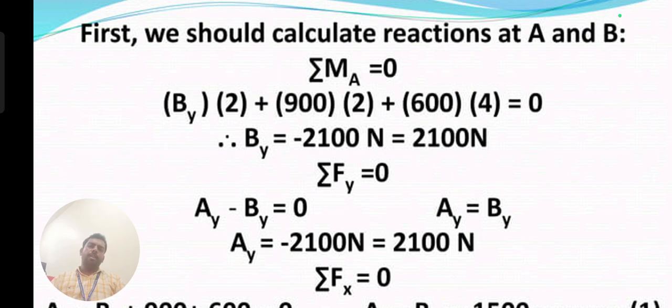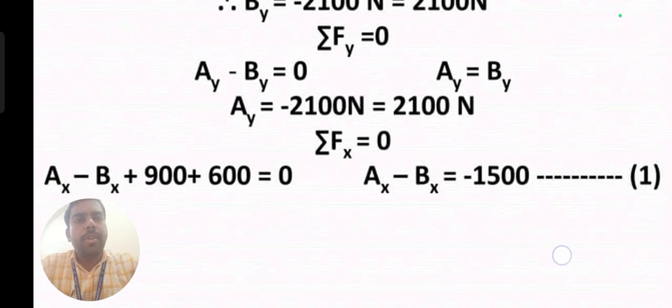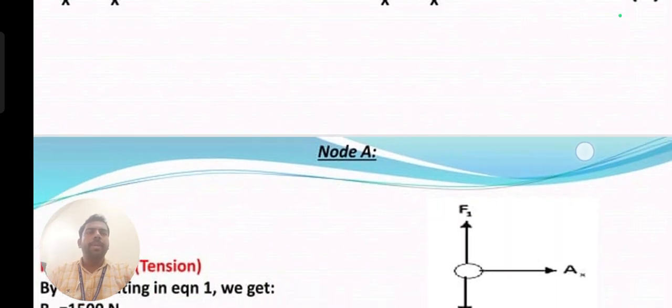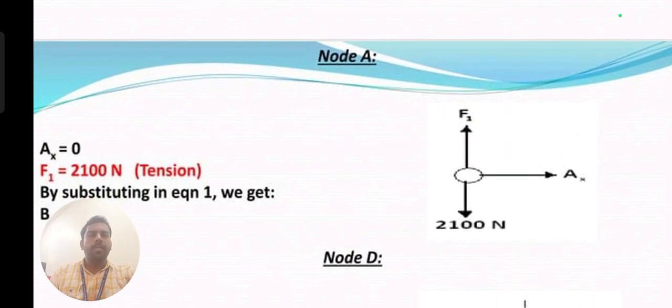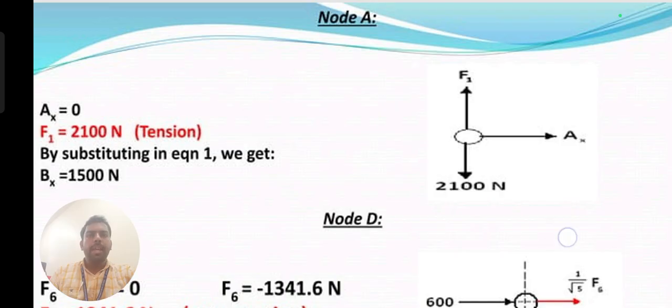So sum of the forces A minus B equal to 0. Here A equal to B. In this situation, A equal to negative 2100 newtons and it should be converted into positive, and B equal to 1500 newtons should be acting on that plane.